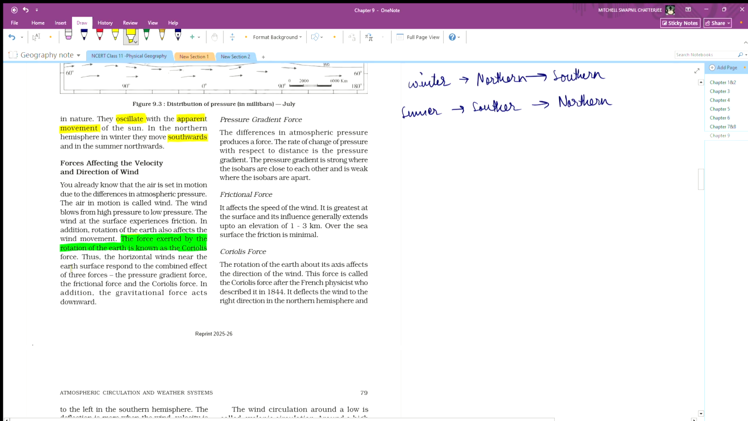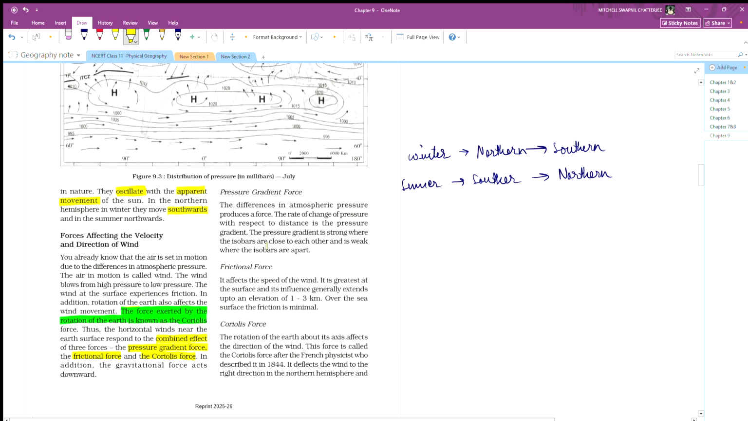Thus, the horizontal wind near the Earth's surface responds to the combined effect of three forces. The first one is the pressure gradient force. The second is the frictional force, and the third is the Coriolis force. So this is for the horizontal wind. Combined effect of three forces, so combined effect is also a keyword. In addition, the gravitational force acts downwards.